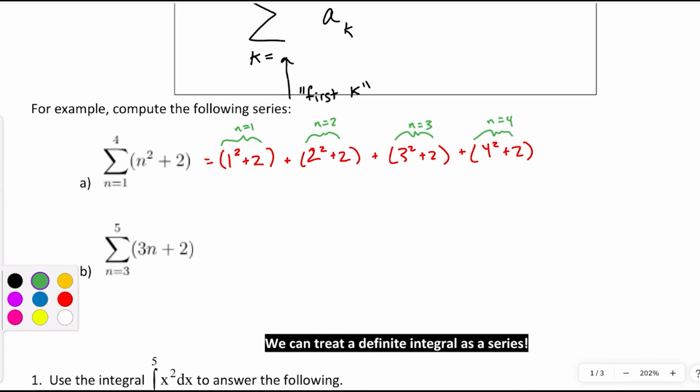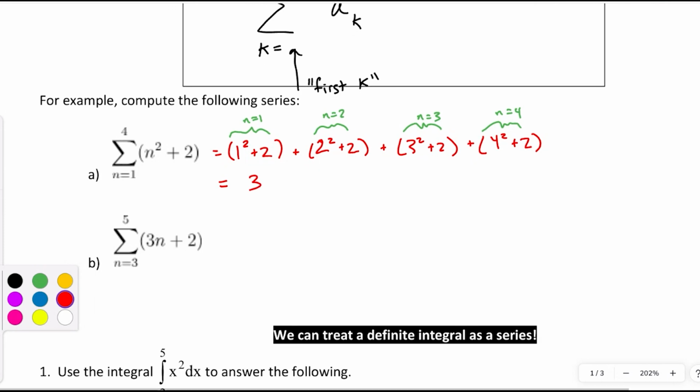And so this is something you could just compute. Given a calculator it would be trivial. I guess this one won't be too bad. 1 plus 2 is 3. 4 plus 2 is 6. 9 plus 2 is 11. 16 and 2 is 18. So 9 and 11 is 20, plus 18, so that's going to be 38. So this fancy notation is really just a fancy way of adding. That's all it is, just adding a bunch of terms.